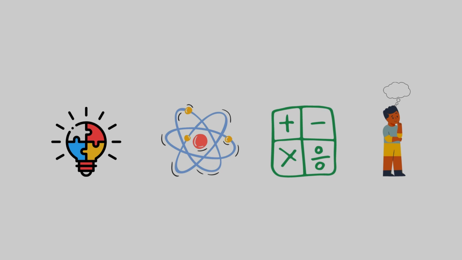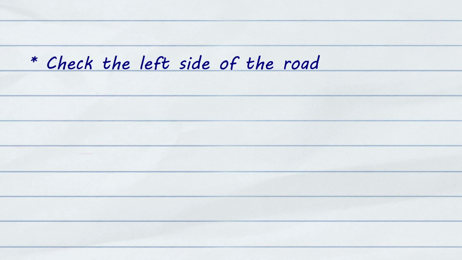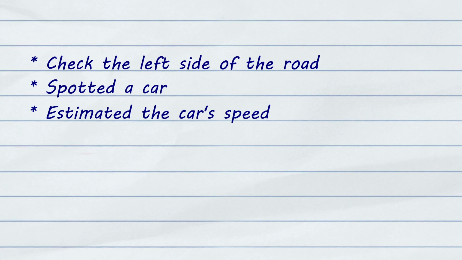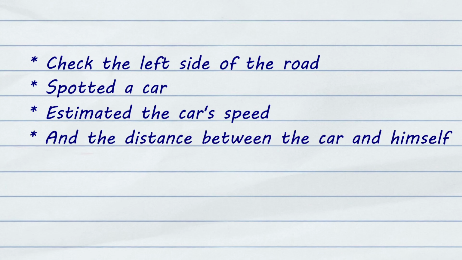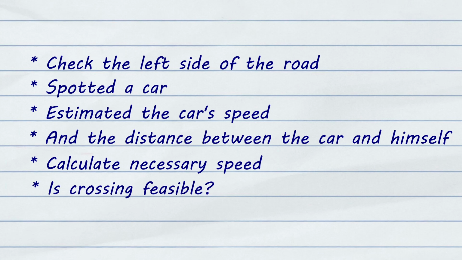In just a few seconds, we can say that John did the following. He checked the left side of the road. He spotted a car. He estimated the car's speed. He estimated the distance between the car and himself. He calculated the speed John needs to reach to cross the road without any issues, and based on this information, he determined whether the crossing is feasible.